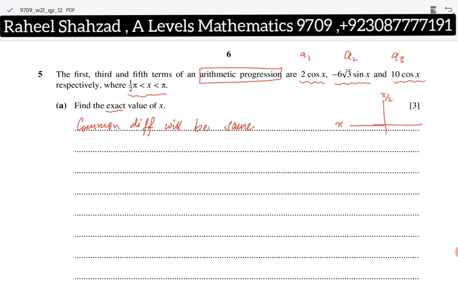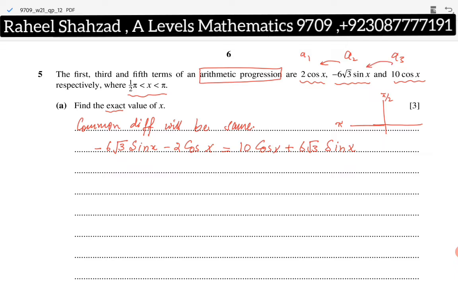Okay, we can see that in this case minus 6 under root 3 sin x minus 2 cos x must become equal to 10 cos x minus 6 under root 3 sin x. So what we have done so far is second term minus first term is equal to difference of third and second term.